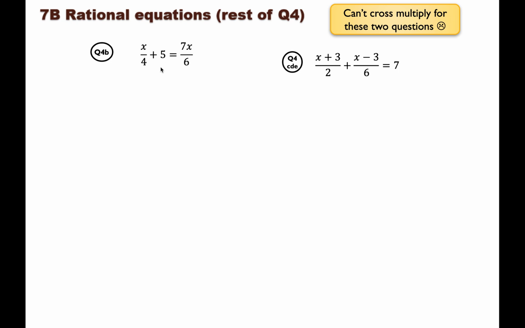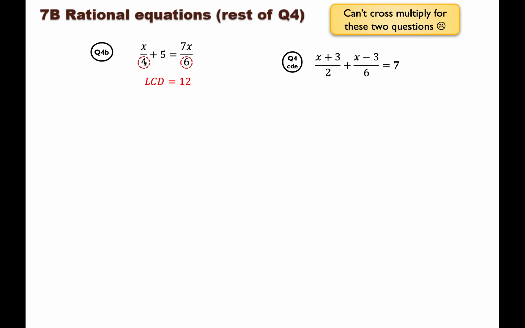And that means we need to find the smallest number that this denominator, that 4 goes into, and that 6 also goes into. So, what's the smallest number that 4 goes into, that 6 also goes into? It is 12. Yes, what a coincidence. Same as last time. That is actually a coincidence.